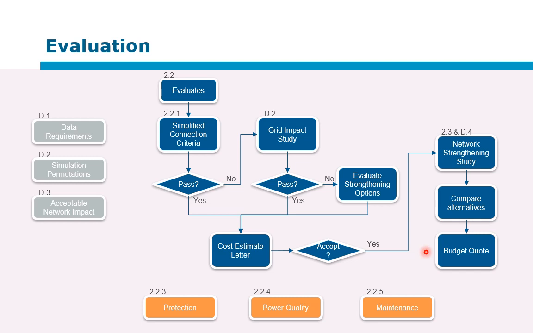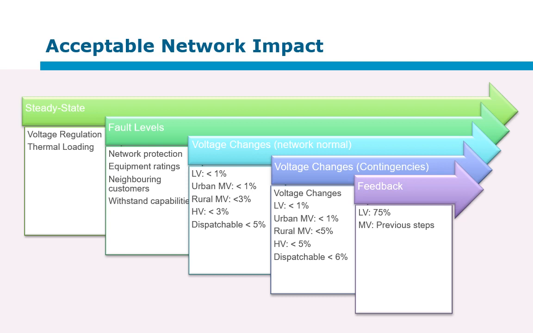There are also other aspects in section 2.2 to evaluate, and that's the impact on maintenance, the power quality and the protection. There is also a proposal for acceptable network impact, which is evaluated during the grid impact studies. This starts with the steady state requirements, that's voltage regulation, which is a statutory requirement, and then thermal loading is protecting your equipment.